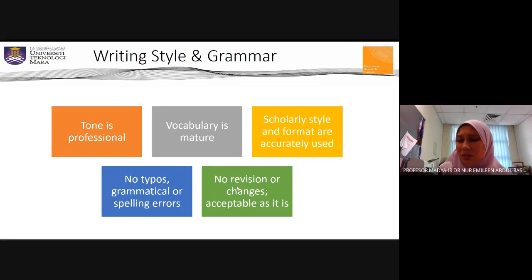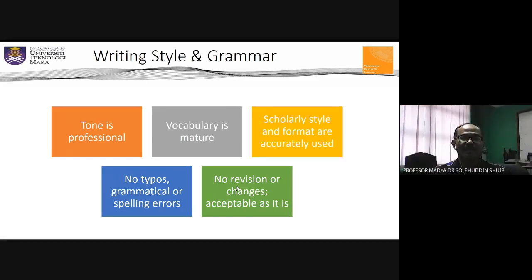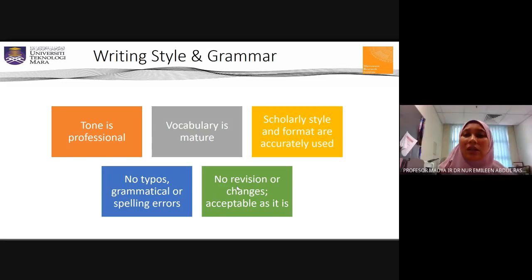I think IPSIS ada, mungkin ada course code. Sorry, ada time, Emileen. We have few more minutes. Okay, alright. Okay, and then definitely no typos, no errors, macam tadi yang saya cakap lah.